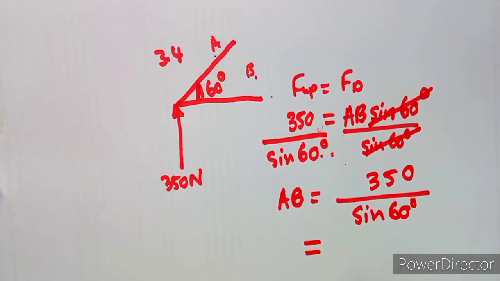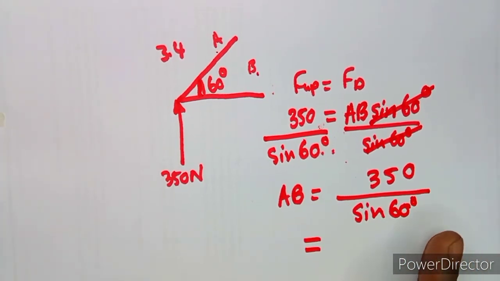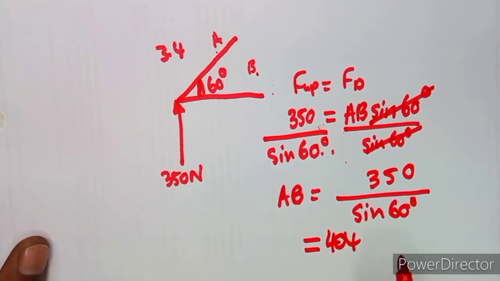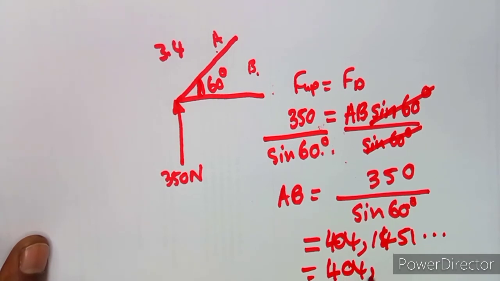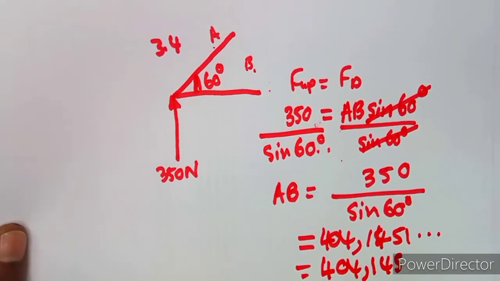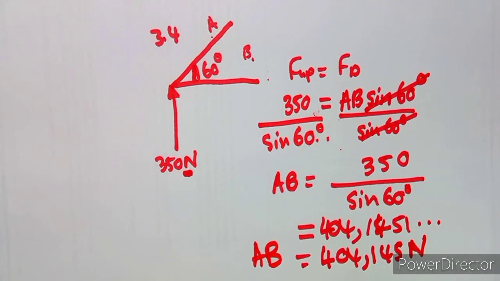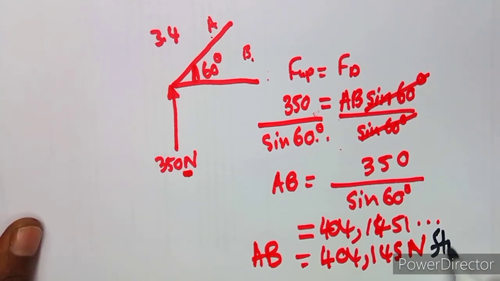All right, so this can be simplified to give us 404.145, something like that. And cross check, this was in newtons, so this is going to be in newtons again. So our AB is going to be in newtons, and that is a strut. That AB is going to give us a strut. That's the nature there.